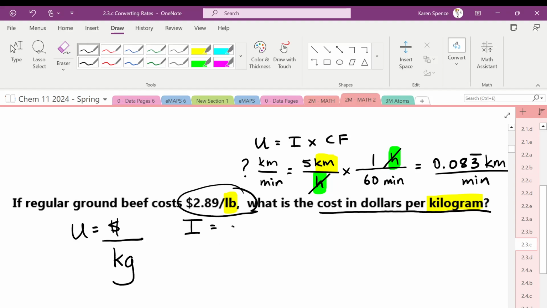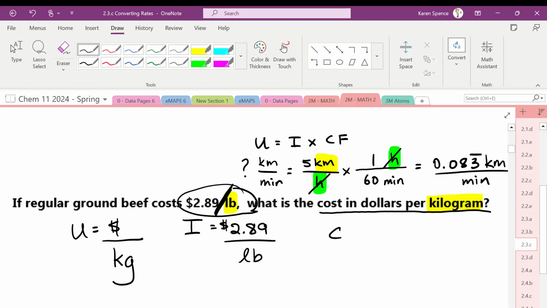What is our initial quantity? 2.89 dollars per pound. Now you'll notice, what have I done with this? I did not write it like this, $2.89 per pound. Can you think why I did not write it like that? It's pretty hard to cancel out. It looks like the pounds are on the numerator, right? Even though they're not, it becomes really hard to see what you should be canceling out. So make sure anytime you have this sort of slash thing, you rewrite it as 1 over the other, okay?